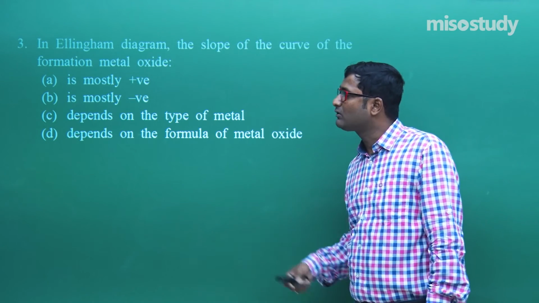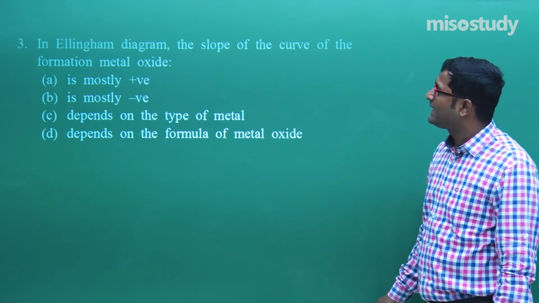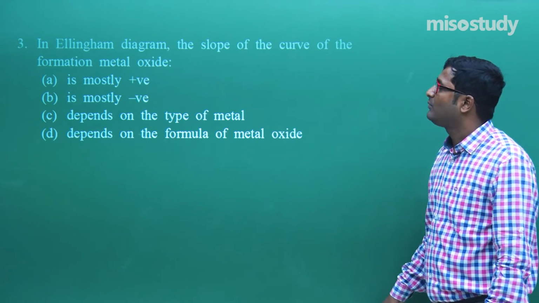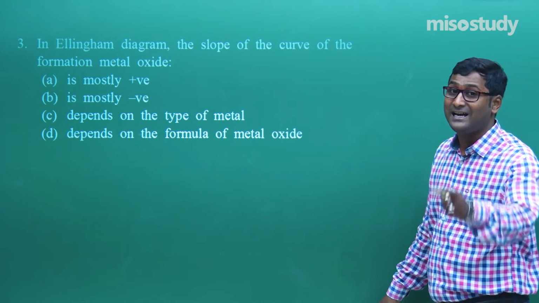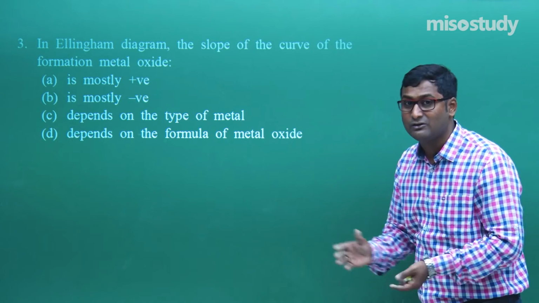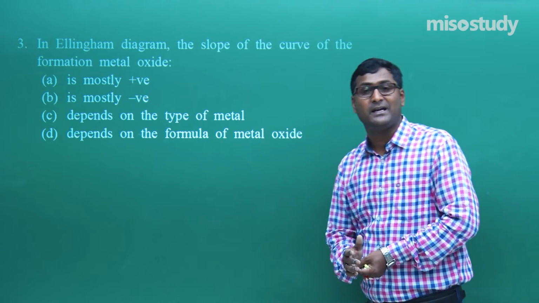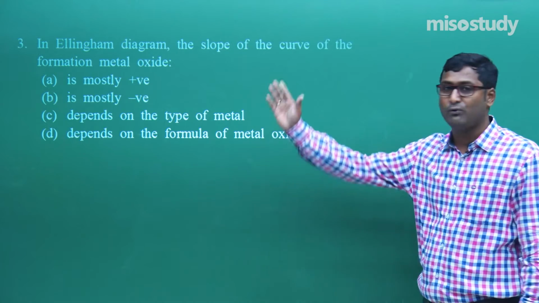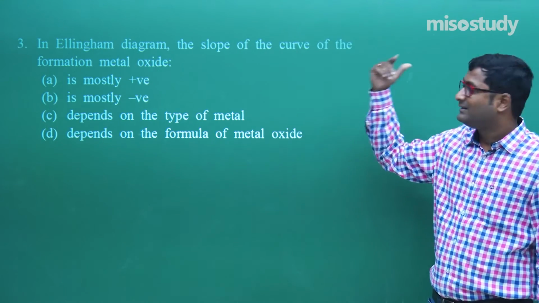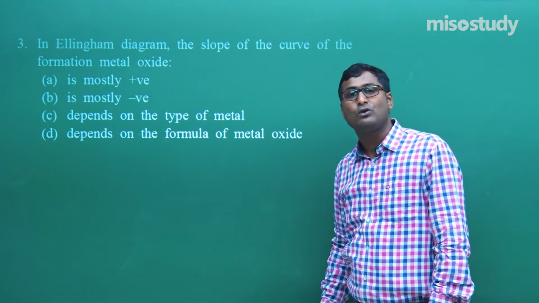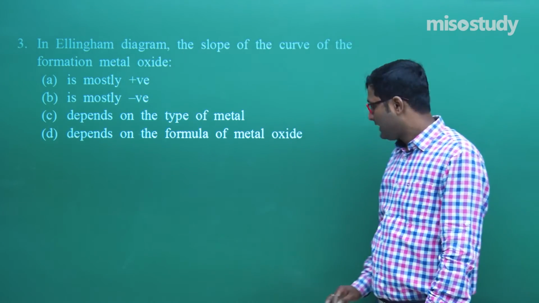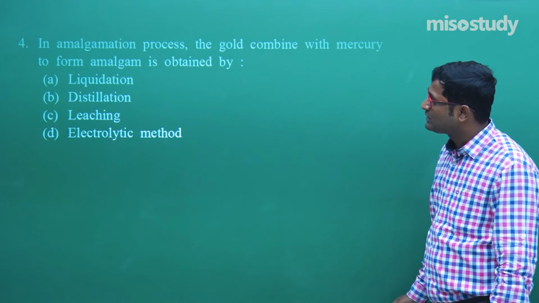Now let's move to question number 3. In the Ellingham diagram, the slope of the curve of the formation of metal oxide, I have given a detailed solution. Then what will happen? In this case, delta G becomes less negative, that is, the slope will move above. That is, in this case, it is mostly positive. Clear? Now let's move to the next question.